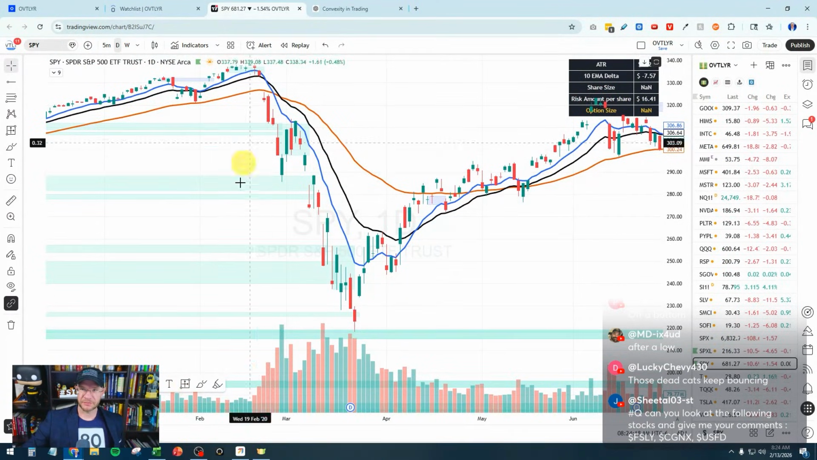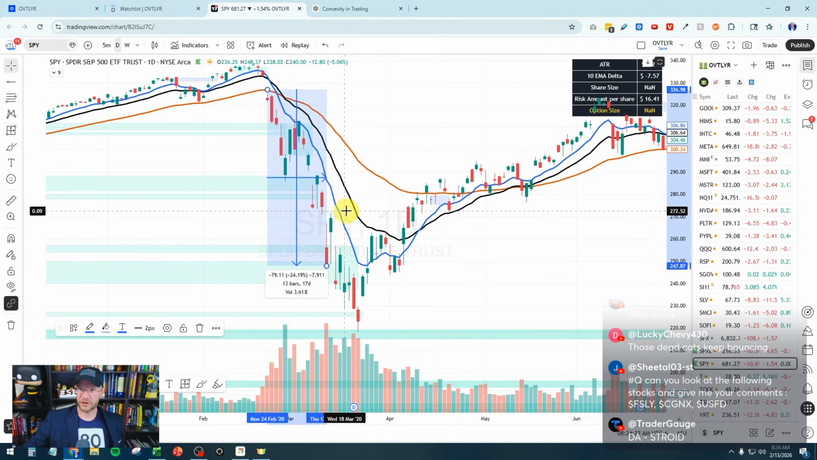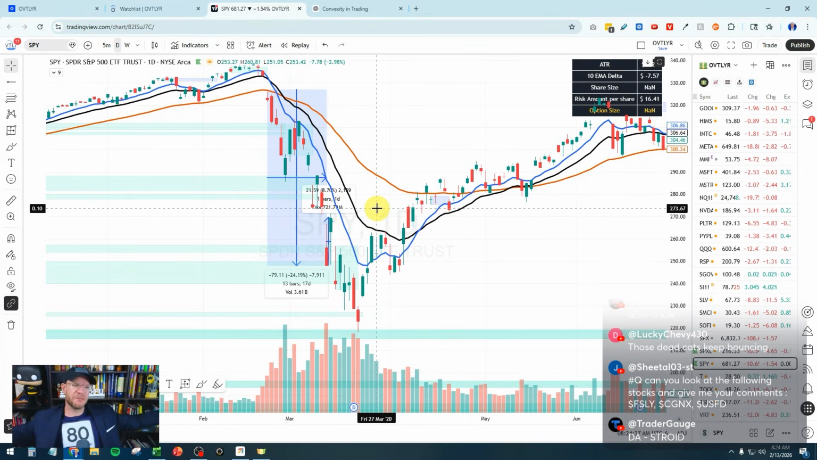It went down. How much? From the crossover point down to here, 24%. And in one single day, it went up 8%. So it made an entire year's worth of gains in one day. This is why it's really difficult to short, because the volatility expands bigly.